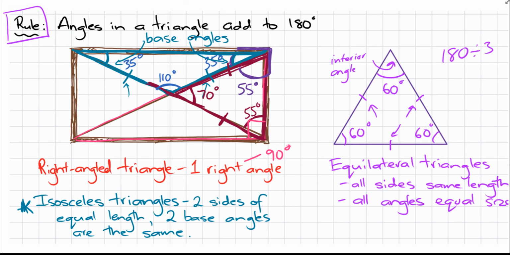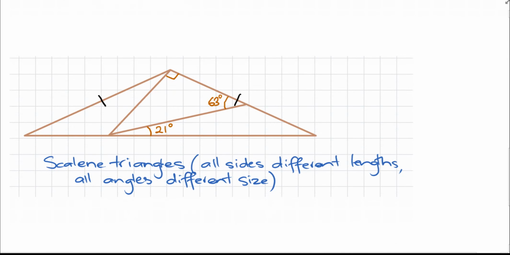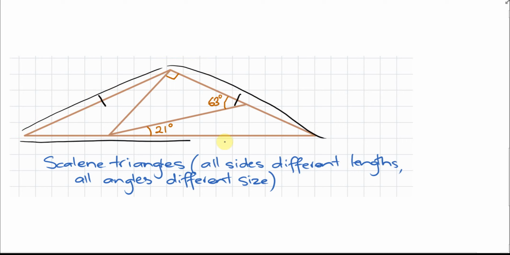So that's, we've got right angled triangle, isosceles triangle and equilateral triangle. And the last type of triangle are scalene triangles. Now scalene triangles, all the sides are of different lengths and all the angles are of different size as well. So we've got an example here, and we can see we've got a large isosceles triangle. So the triangle on the outside here is an isosceles triangle due to these little points here.